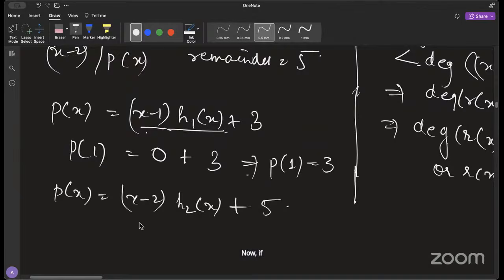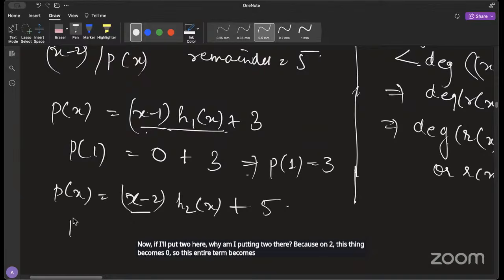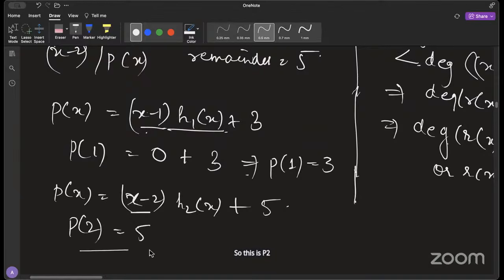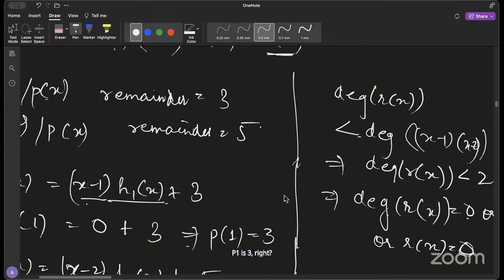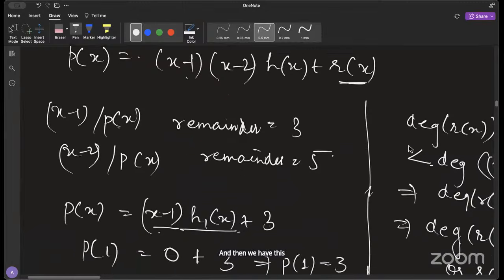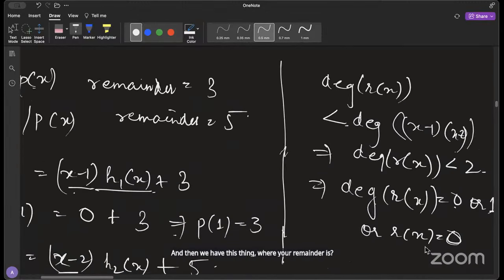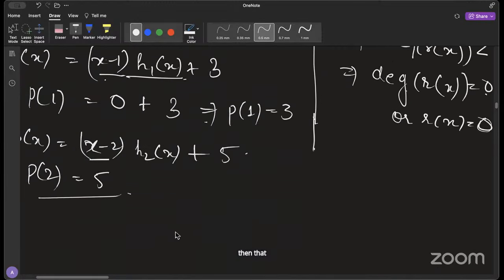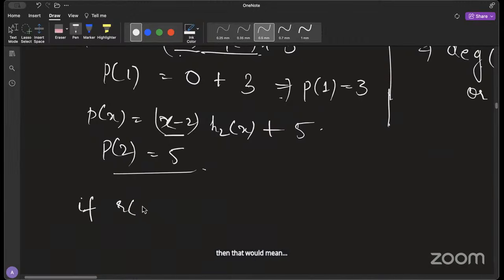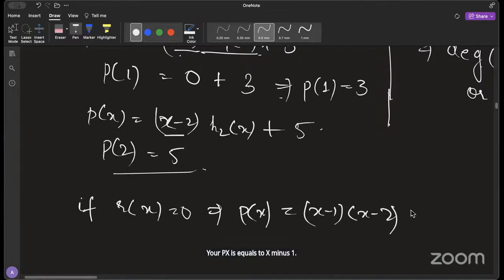Now, if I put 2 here, why am I putting 2 here? Because at 2, this thing becomes 0, so this entire term becomes 0. So this is p(2) equals 5. So your p(2) is 5, p(1) is 3, right? And then we have this remainder r(x). Let's just check it for 0. If r(x) is 0, then that would mean p(x) equals x minus 1, x minus 2, h(x), right?